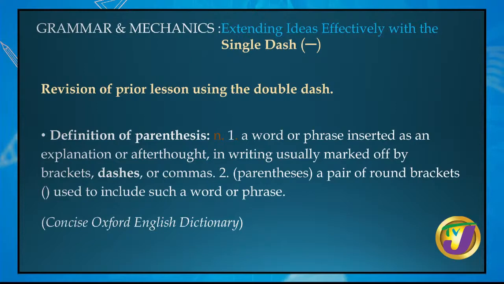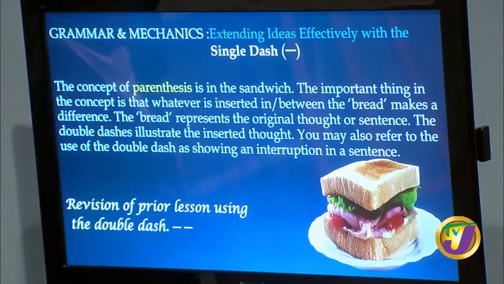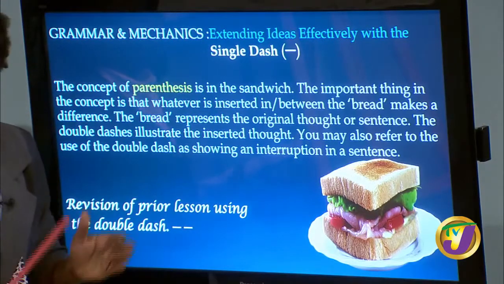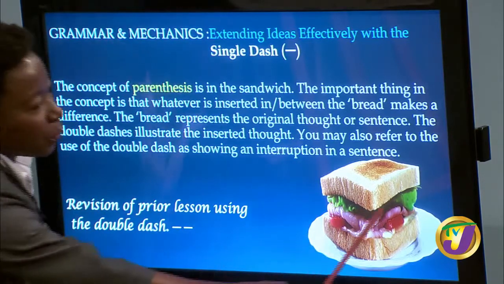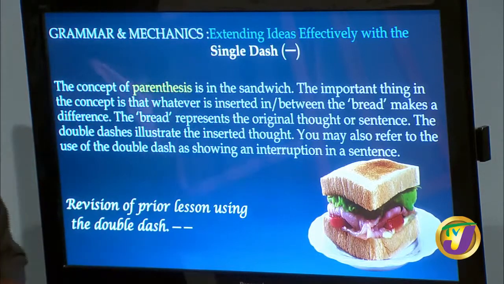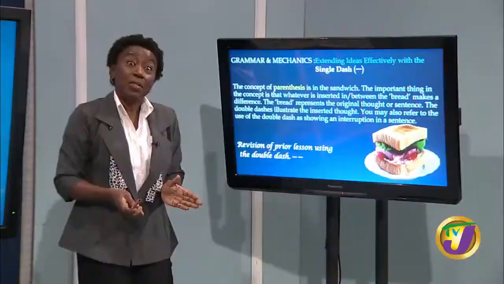So we saw that we would use the double dashes to indicate an inserted thought in a sentence, and we did an illustration. Very interesting picture right here. And the illustration that we had used was the idea of a sandwich. Now, this part and this part represent the sentence. So if you were to take this out, you'd have two slices of bread. The bread represents the original sentence.